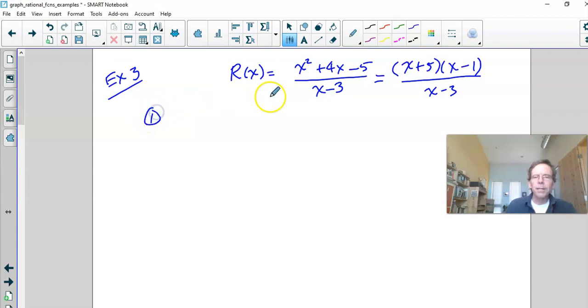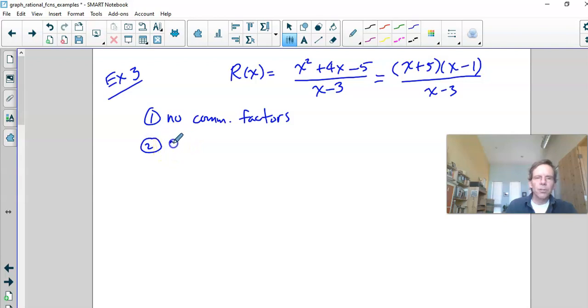All right, step 1. Are there any common factors in the top and the bottom? I don't see any. No common factors. And what does that mean? It means we don't have to limit the domain of the rational function.